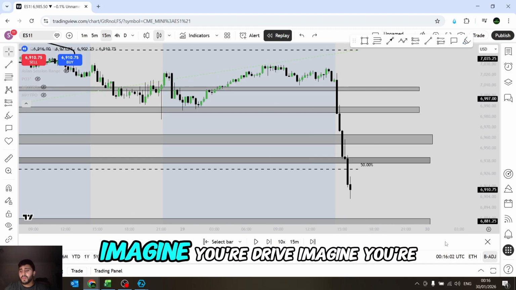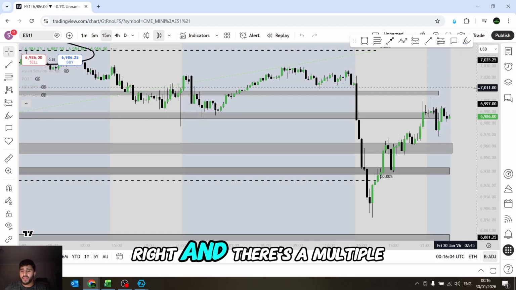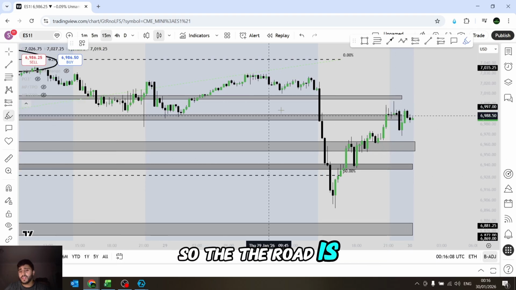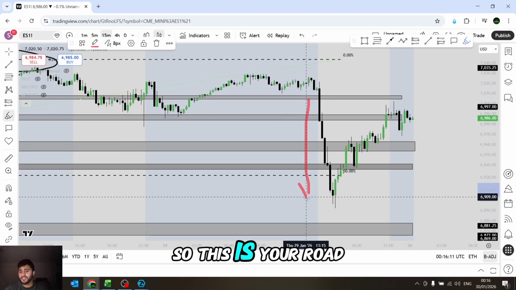And what I want traders to understand is, think of it this way. Imagine you're on a road, right? And there's multiple bus stops. Right, there's multiple bus stops. So the road is like the direction of the trade, right? So this is your road.